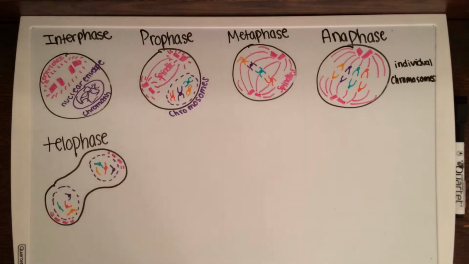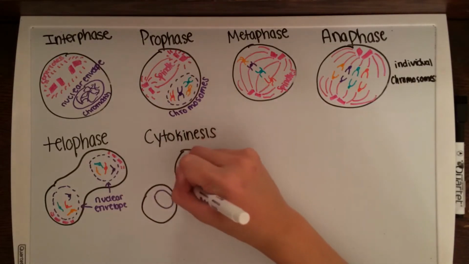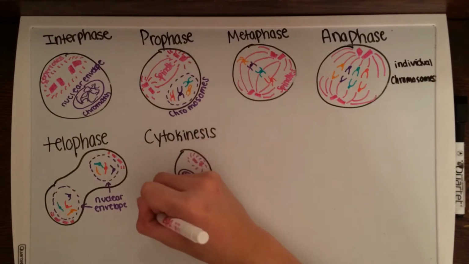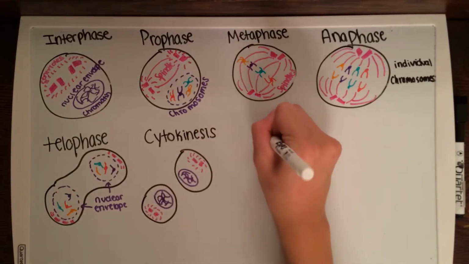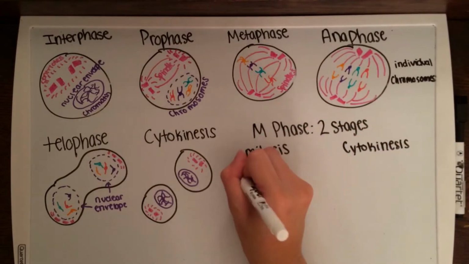Cytokinesis is the 2nd stage of the M phase. Cytokinesis is the division of the cytoplasm. The cytoplasm pinches in half. Each daughter cell has an identical set of duplicated chromosomes. In plants, a cell plate forms, and then a cell wall forms around the cell plate.